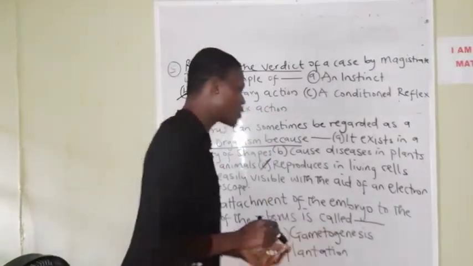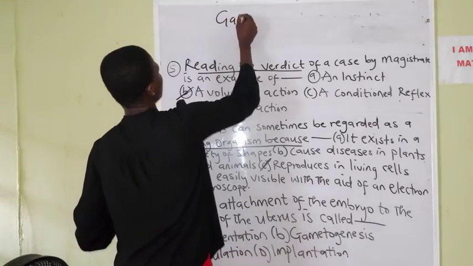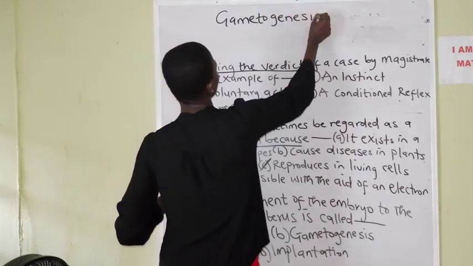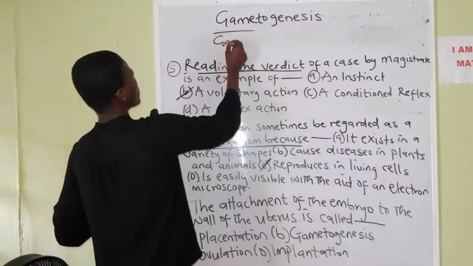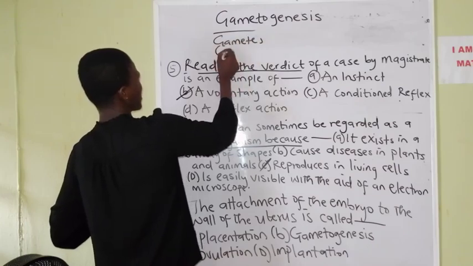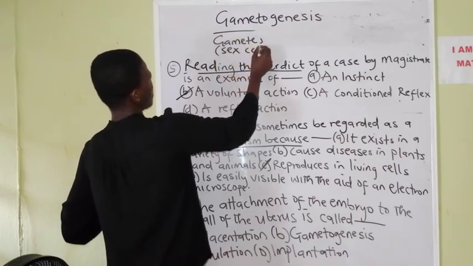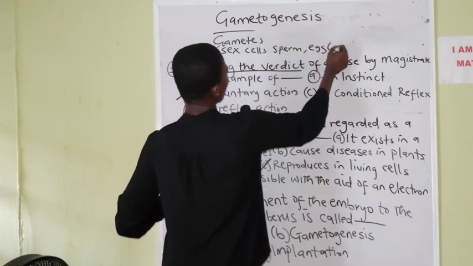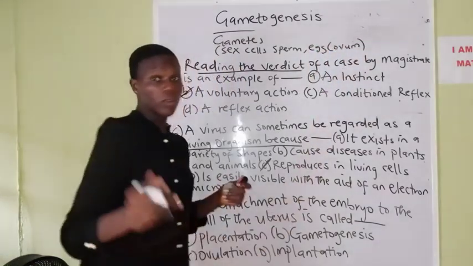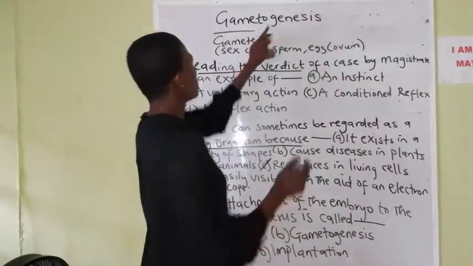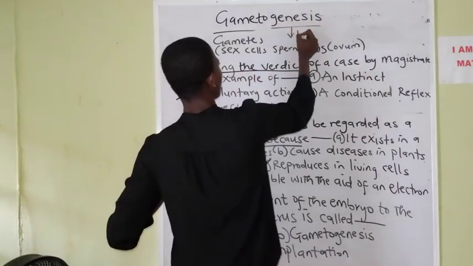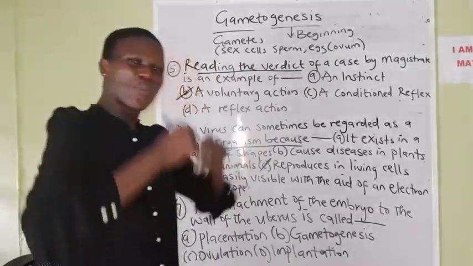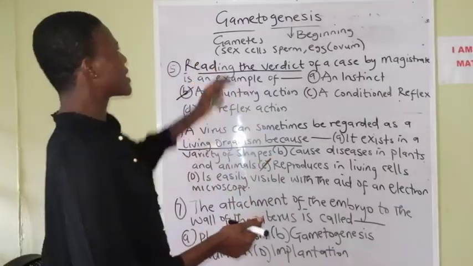B says gametogenesis. This is a compound word. From the word gametes, that's the sex cells. Example, we have the sperm and we have the egg, or otherwise called the ovum. Please take note, it's not the normal egg you eat, it's the ovum, okay? So gameto, then the word genesis means beginning. So gametogenesis simply means the process of making gametes, okay?